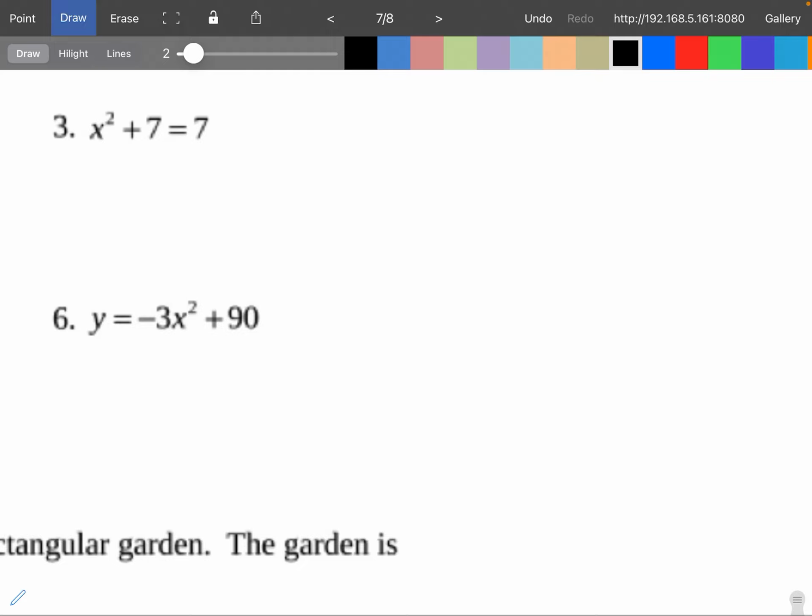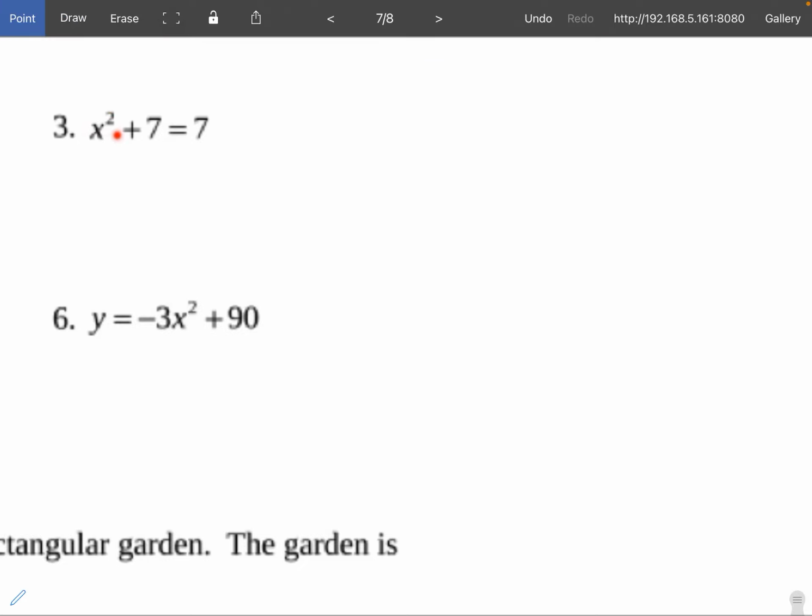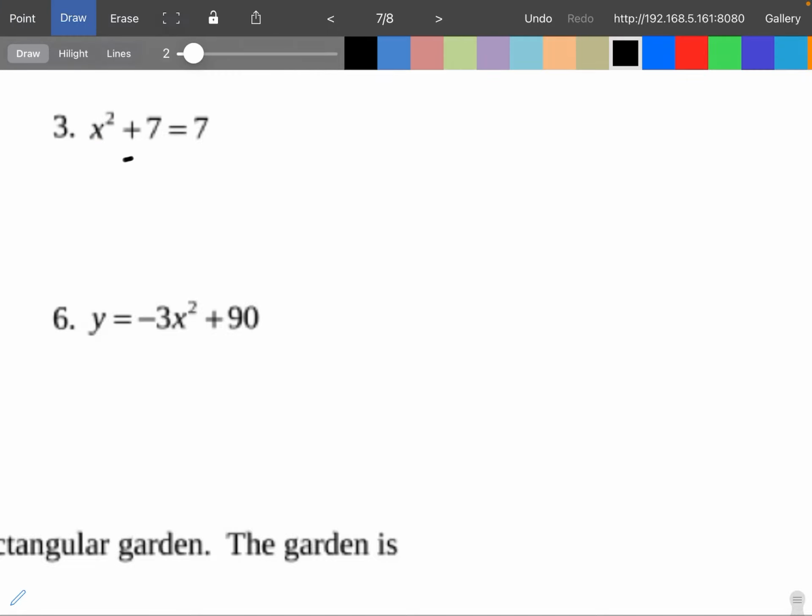All right, let's go to number 3. So 3. The first thing you got to do again is get the variable squared by itself. So you got to get that by itself. So what would you do? Again, the x squared needs to be all by itself on the left-hand side of the equal sign.